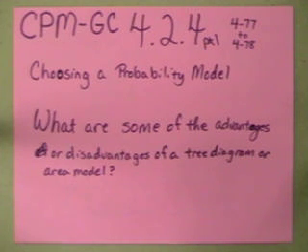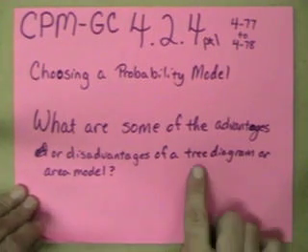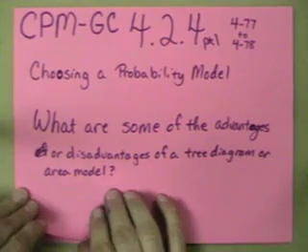Welcome to section 4.2.4. In this section we continue talking about probabilities that aren't necessarily equal and different representations. We're going to focus on how to choose a model. And so what are some of the advantages and disadvantages of using a tree diagram or an area model?